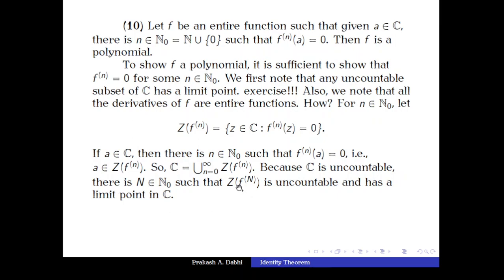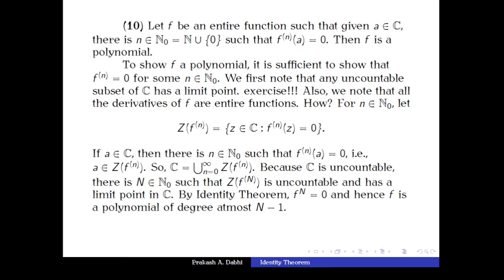But we know that f^(n) is an analytic function on a domain, the whole complex plane, and therefore by the identity theorem (again, I forgot to make brackets here), the nth derivative of f is identically the 0 function. And what does that mean? f is a polynomial of degree at most n minus 1, right?